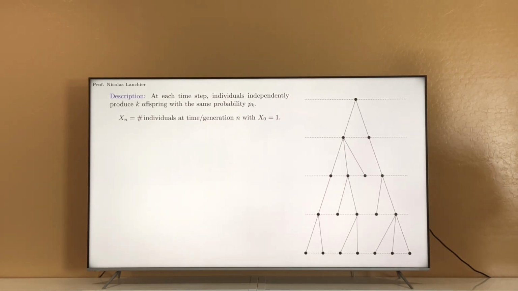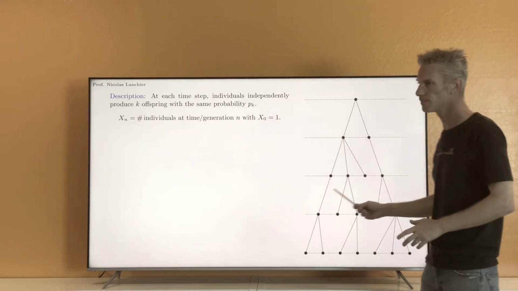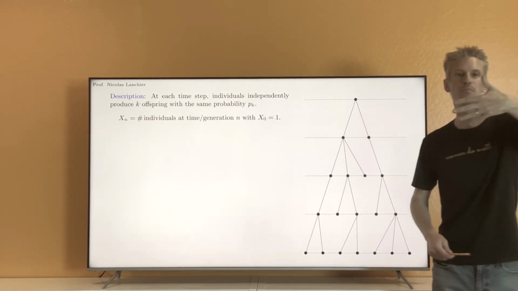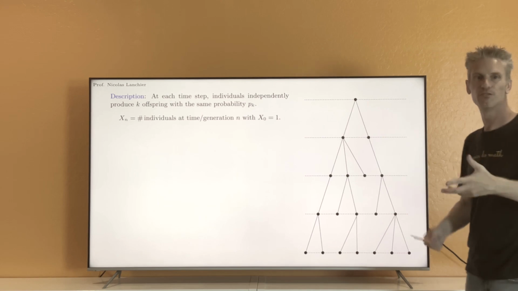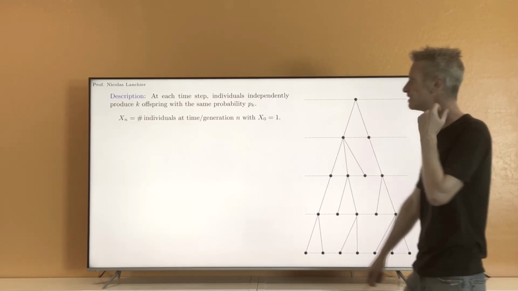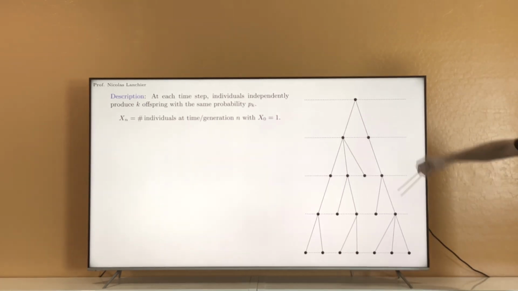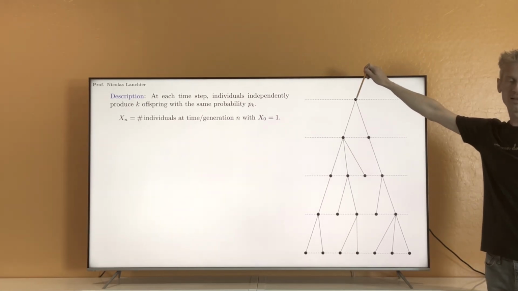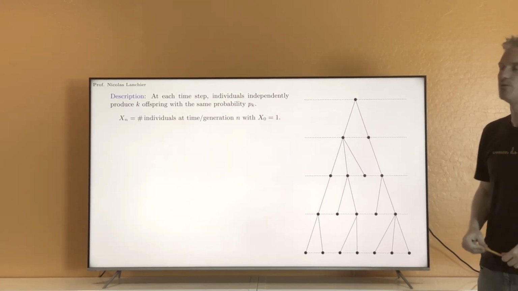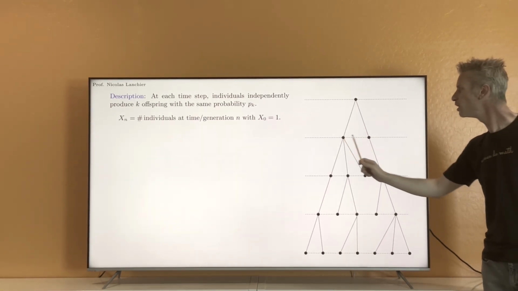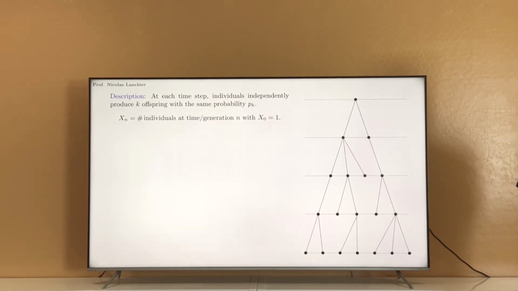So the way this tree is constructed is by using multiple independent outcomes of the same random variable Y that is equal to k with probability pk, okay? So you generate your random variable Y here, and let's say the outcome is 2. Then you are going to draw 2 edges like that. That's going to give you 2 vertices at generation 1.